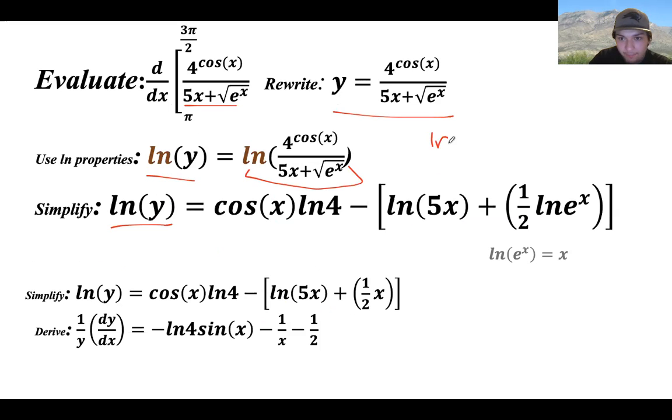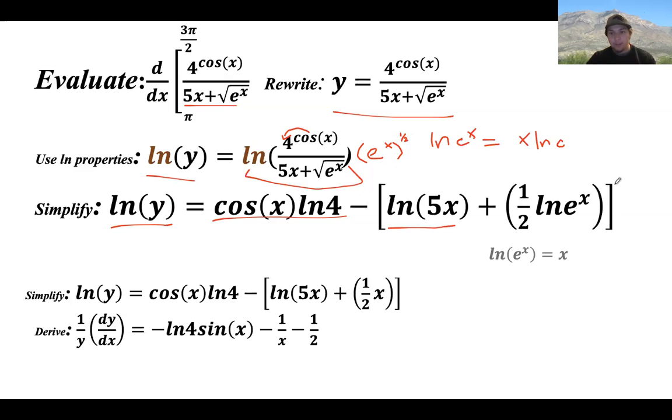ln of c to the x is the same thing as x times ln c. So we can bring this down here. So we have cosine of x times ln 4, minus ln of 5x. You can rewrite that as ln 5 plus ln x, but I wouldn't recommend that because it's not necessary. So we're just going to leave that as ln 5x. Plus, again, we can first convert this to a fractional exponent. So we're going to have e to the x to the 1/2.